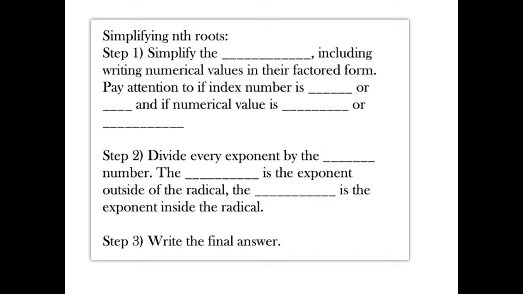Okay, so now let's talk about the steps of simplifying the nth root. Let's fill in these blanks here. So the first thing we want to do is simplify the radicand. Anything that is inside of the radical, we want to make sure that that's simplified as far as possible. And that includes actually writing numerical values in their factored form, because we want everything to have an exponent, and we want one variable, not multiple variables. So that's the first thing.